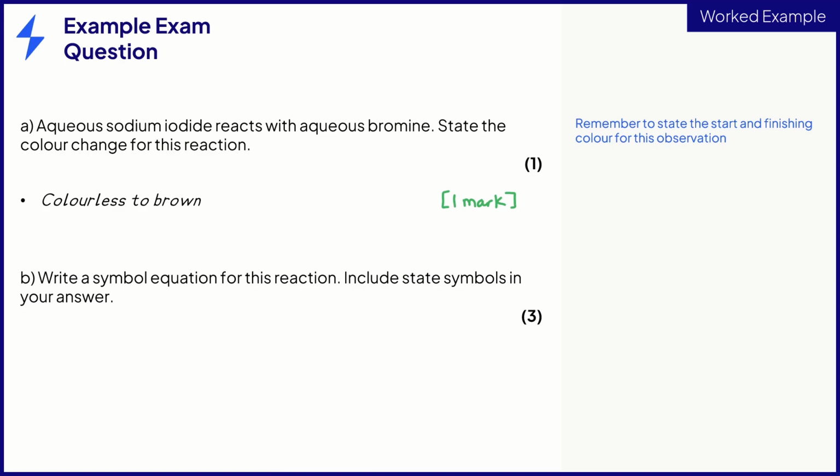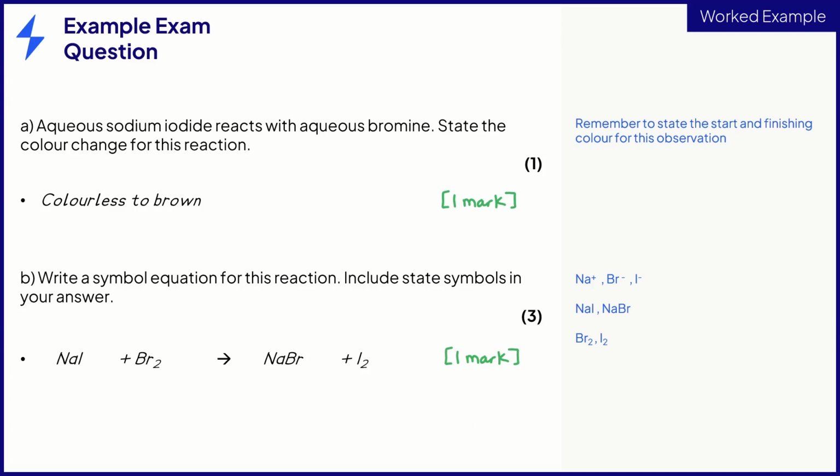For Part B, you need to write the symbol equation for this reaction and include the state symbols. The sodium ion has a charge of 1+, and the bromide and iodide ions both have a charge of 1-. This means the formulas will be NaBr and NaI. The halogen molecules have a formula of X2, where X can be Cl, Br, or I. Now we have the correct formulas, we can balance the equation.